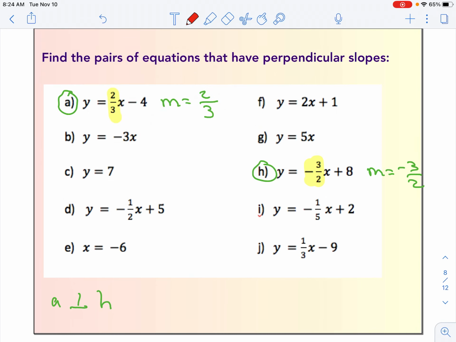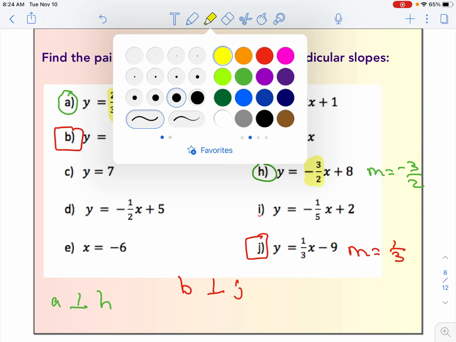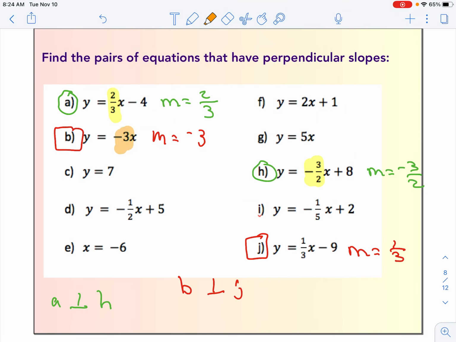So let's find another pair. Let's just write a couple of these slopes. What is the slope here? Slope is negative 3. So the perpendicular slope would be positive 1/3. Can you see any positive 1/3? Here the slope for letter J is positive 1/3. So B is perpendicular to J, because if you look at their slopes, this slope is negative 3 and this slope is 1/3, so they're opposite reciprocals.